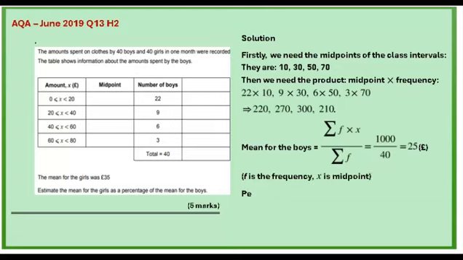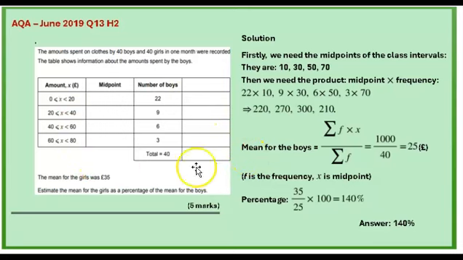Okay, now the percentage expenditure of the girl to the boy is 35 over 25 times 100, and that's going to give us 140%. So the answer for this question is 140%, and that's all you have to do for 5 marks, very, very well marked.